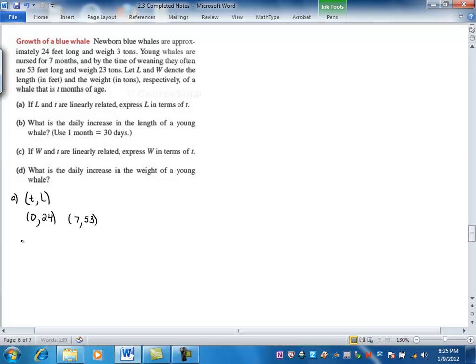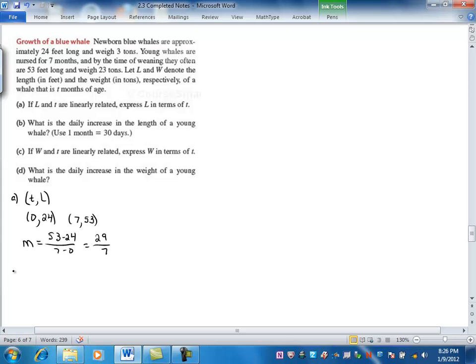And so we're going to find the slope of the line here. 53 minus 24 over 7 minus 0. Well, let's take a look. This will give me 29 over 7 for a slope.